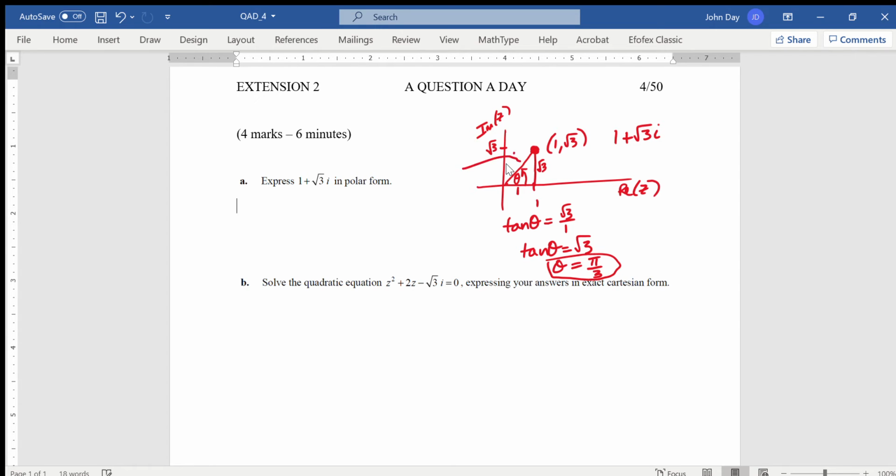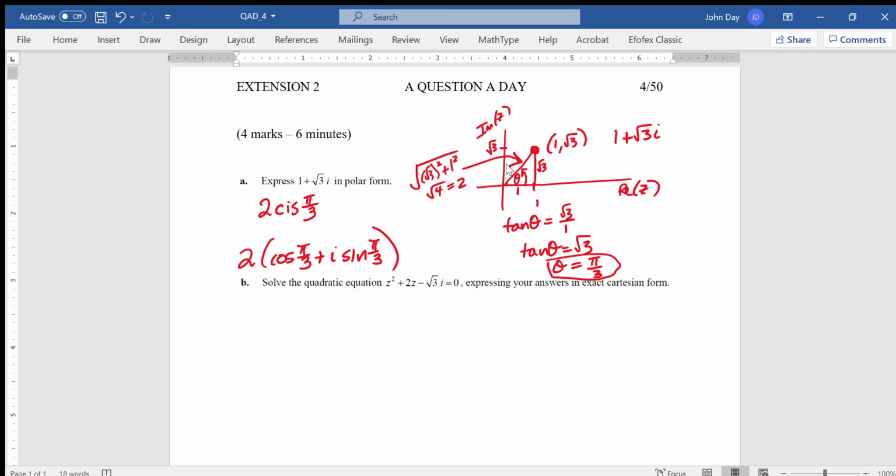And we use Pythagoras' theorem to work out the modulus. So let's work out the size of the vector out to (1, root 3) by doing Pythagoras. We've got root 3 squared plus 1 squared. So 3 plus 1 is 4. So root 4 equals 2. All right, so this is 2 cis pi on 3. Or if you like, 2 times (cos pi on 3 plus i sin pi on 3), polar form. So it has a modulus and an argument.